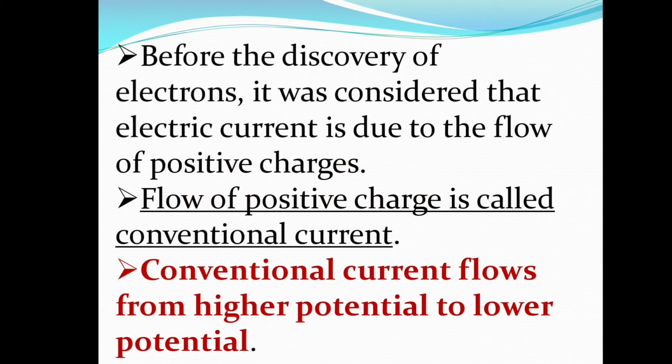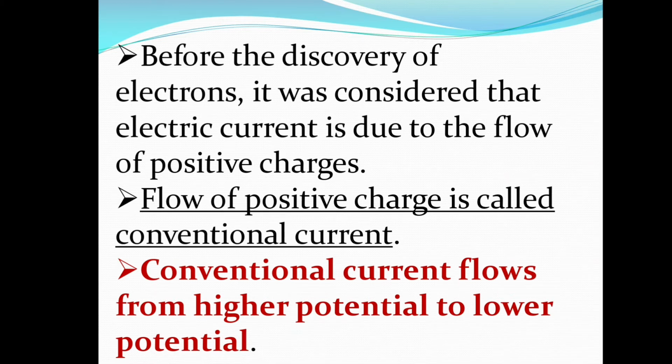Before the discovery of electrons, it was considered that electric current is due to the flow of positive charges. The flow of positive charge is called conventional current. Conventional current flows from higher potential to lower potential. So before the discovery of electrons, it was found that electric current is due to the flow of positive charges, that is protons. The flow of positive charges is called conventional current. It will flow from higher potential to lower potential.